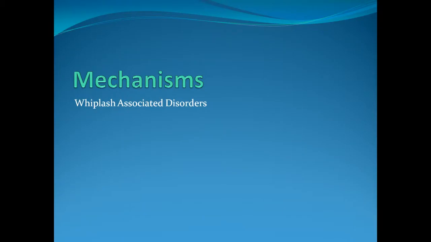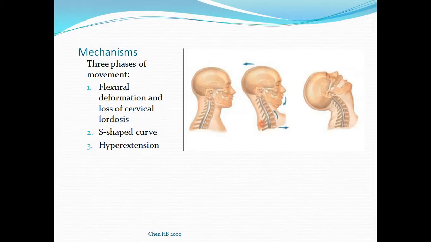So what exactly happens in a whiplash injury? According to Chen in 2009, and based on kinematic studies of the cadaver and on volunteers during whiplash-type injury, there are 3 distinct periods that have the potential to cause injury to the neck.